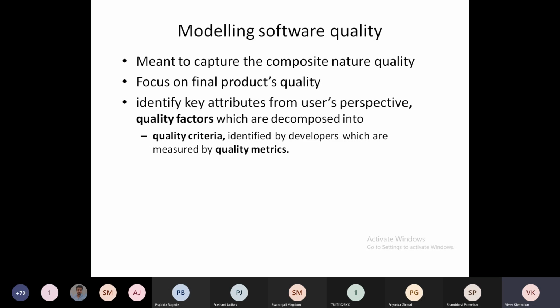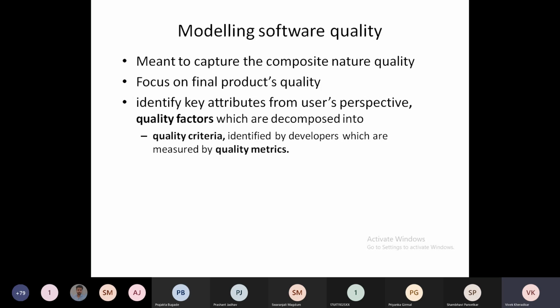Once you identify quality factors, we cannot measure them directly. So again we decompose them to a further level, and the further components on which quality factors depend are called quality criteria. So quality factors are decomposed into quality criteria, and we maintain the relation with the quality criteria on which quality factors depend. Once you identify the quality criteria, they have direct measurements, which are called quality metrics, and those metrics help to measure the criteria.